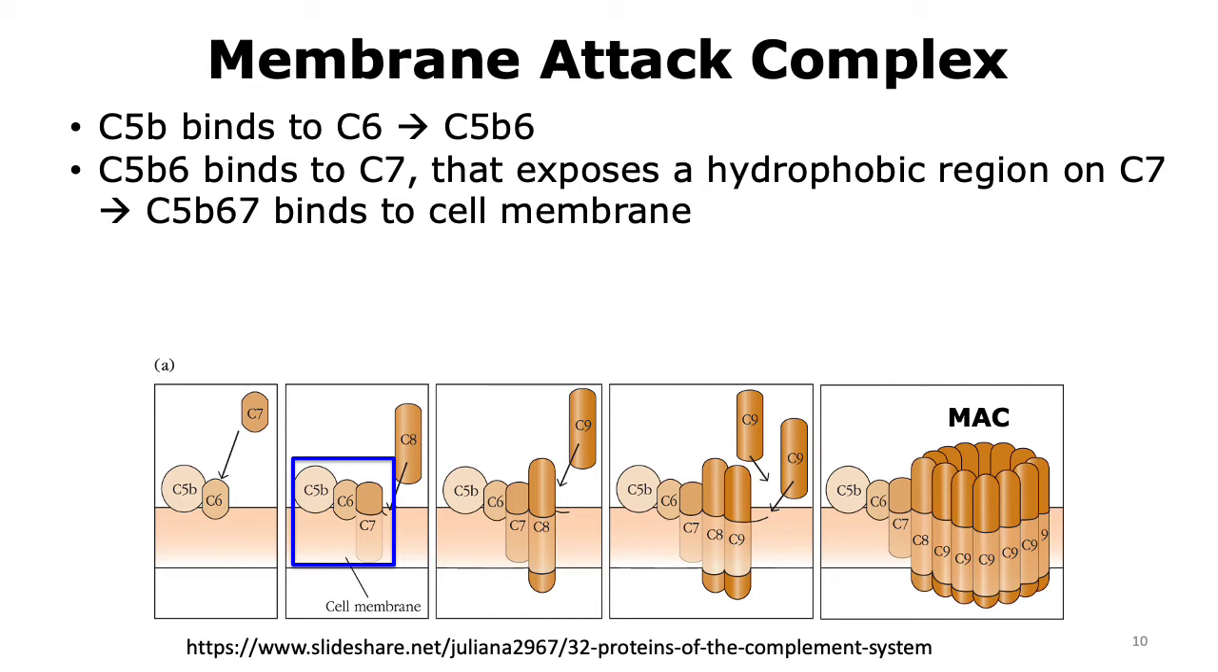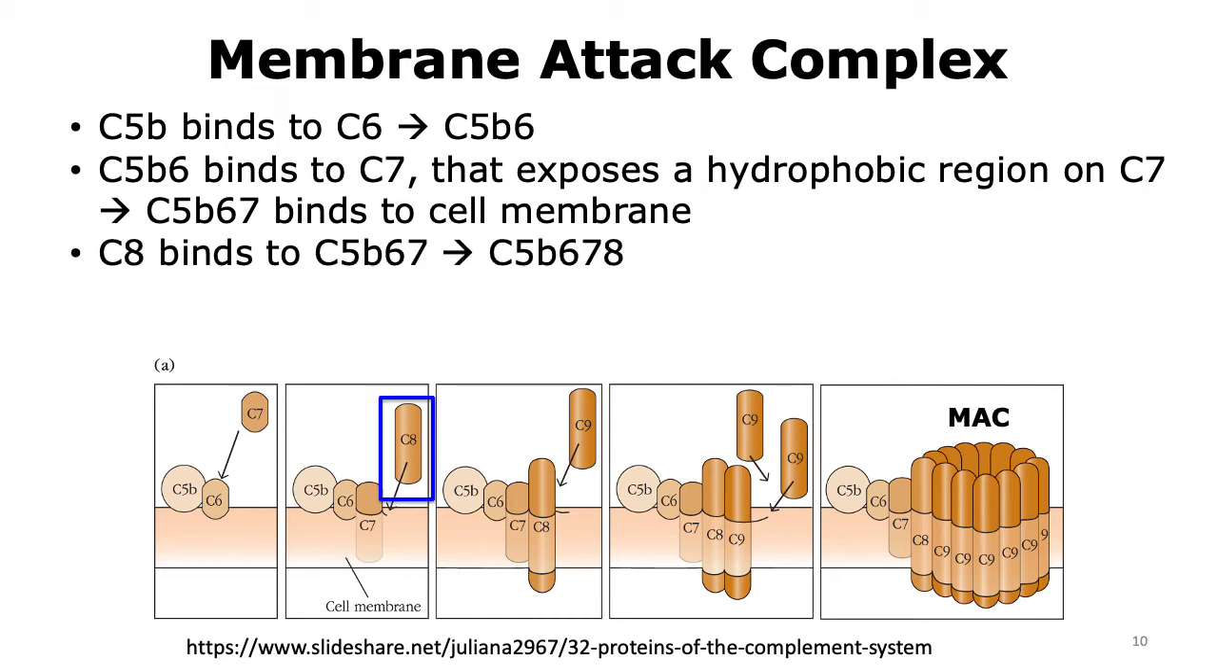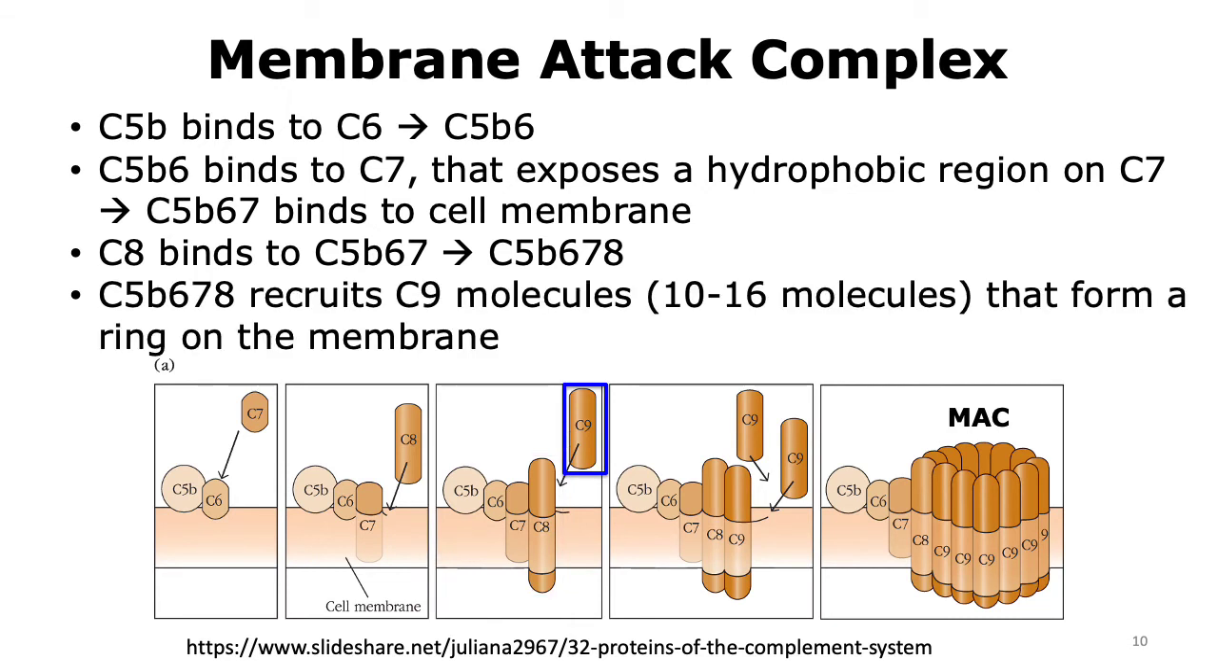They recruit another complement protein called C8, and thus we form the complex of C5b, 6, 7, and 8. This complex can recruit another complement protein called C9 to form another complex. But the neat thing is it doesn't recruit only one C9 molecule. It can recruit many C9 molecules, anywhere from 10 to 16 of them. And these C9 molecules arrange themselves in a ring structure to form the membrane attack complex.